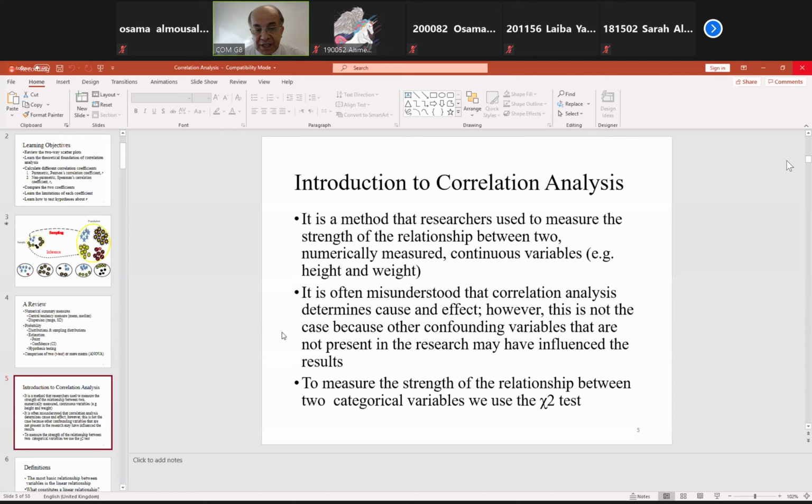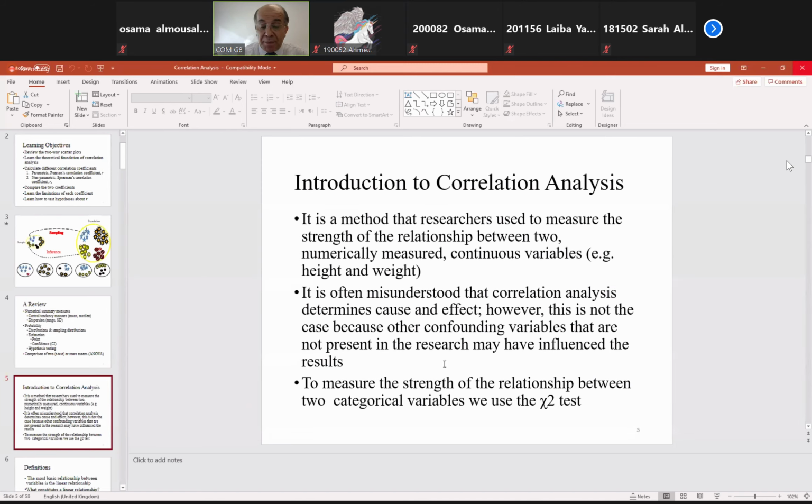Using correlation analysis, our job is not to find which variable causes the other variable. All we need to know is if they vary together, meaning if one increases, the other decreases, or if one increases, the other increases. So either it is positive, meaning they increase together and decrease together, or it's negative, one goes one direction, the other goes the other direction. And then to measure the strength of that relationship.